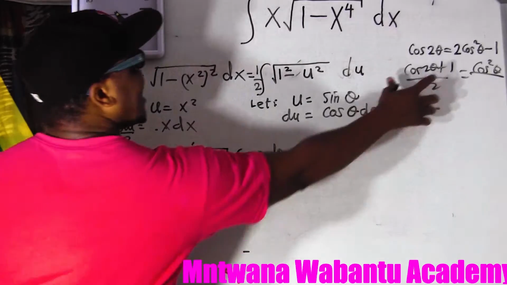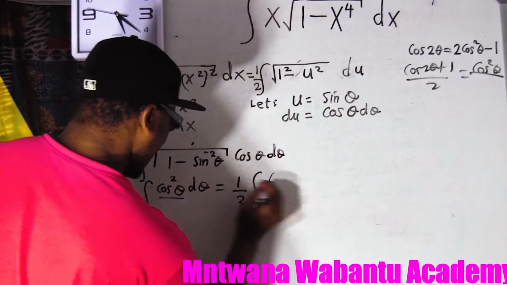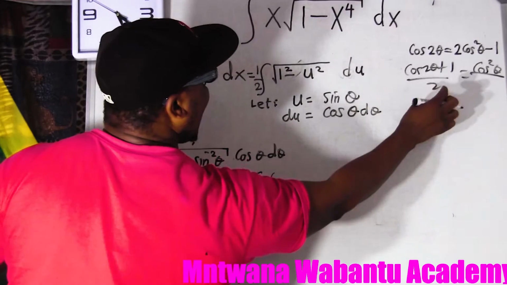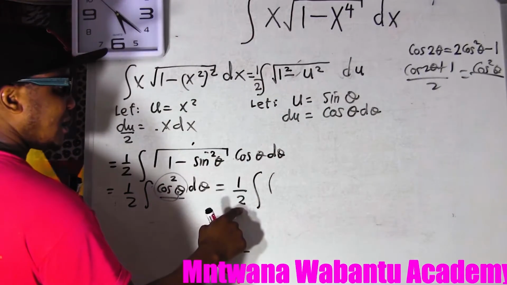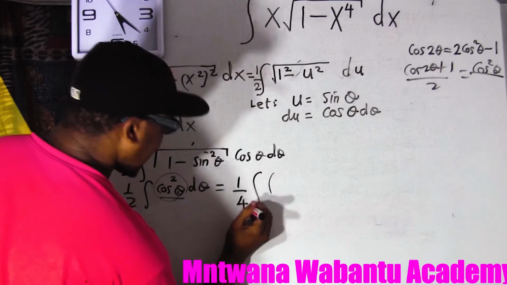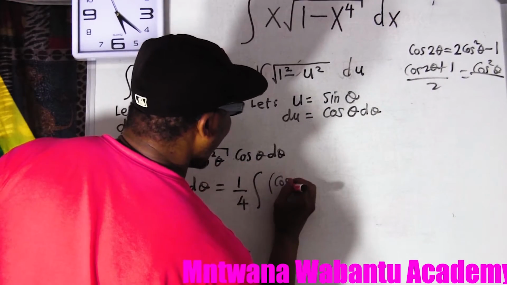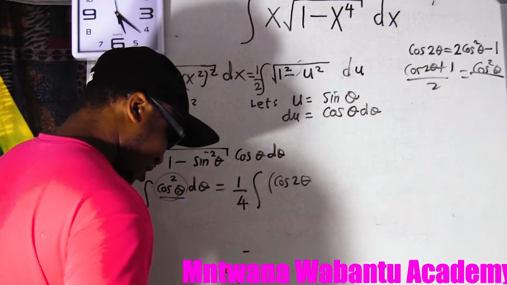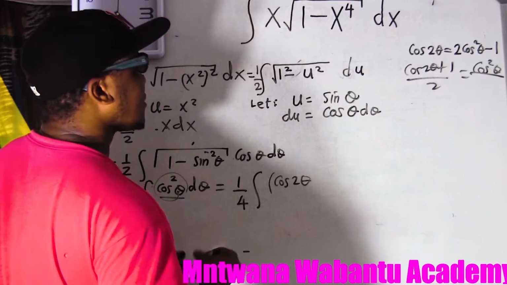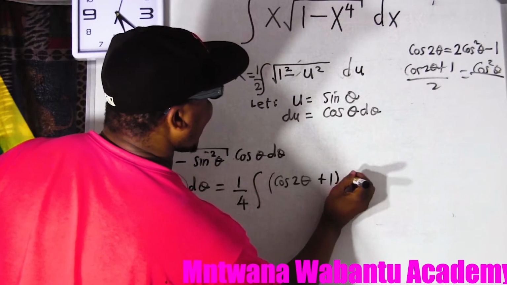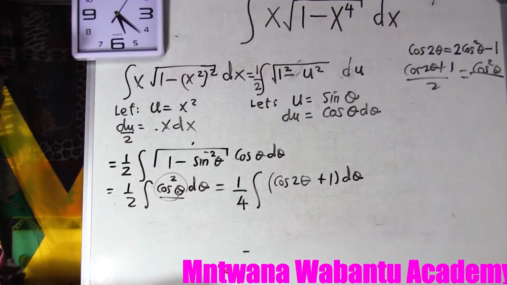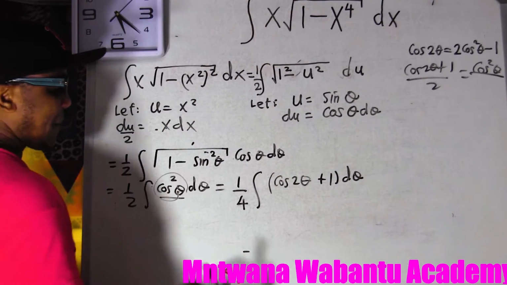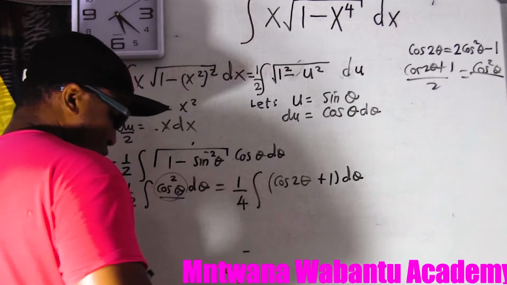So I still have my half, and then this half is going to come here. So I replace this with this, but these two are going to go behind, so it's going to make this 4. And right here I'm going to have cos double angle plus 1, bracket, d theta. And the question is almost finished, right? So I can separate.